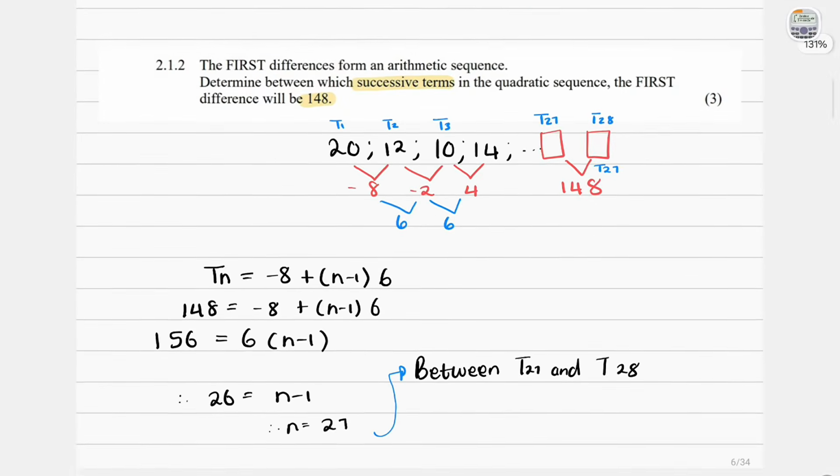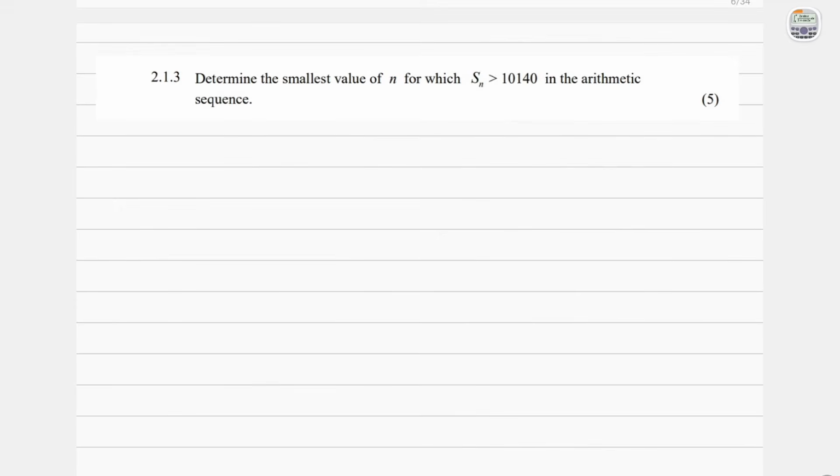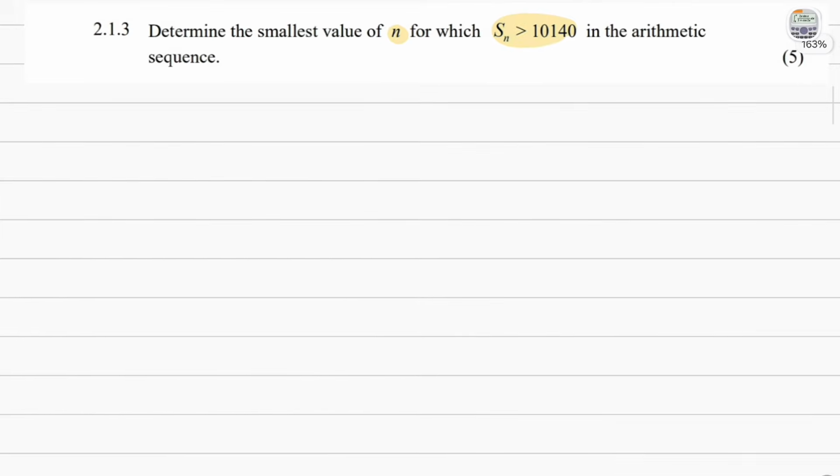Okay, and that is our answer. Moving on to the next question. Question 2.1.3 says, determine the smallest value of n for which Sn, the sum of n terms, is greater than 10,140. Okay, so the sum of n terms. It's just an inequality in this case.